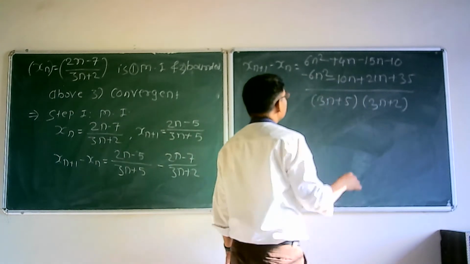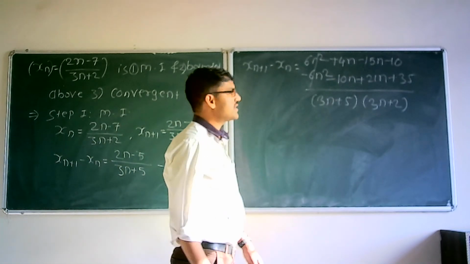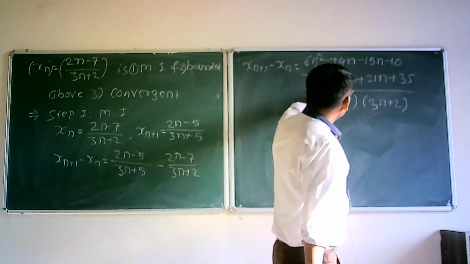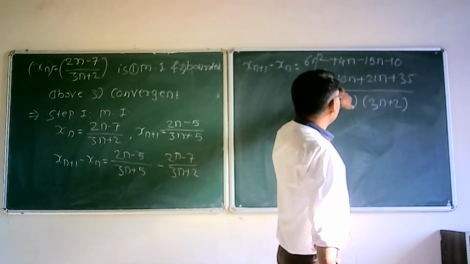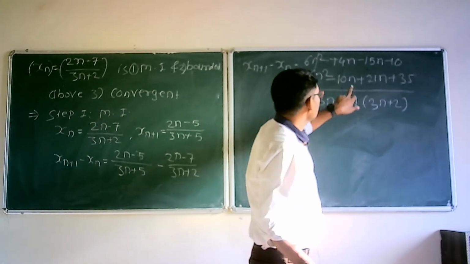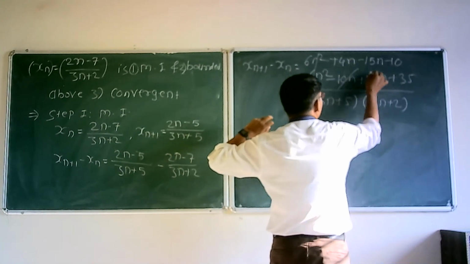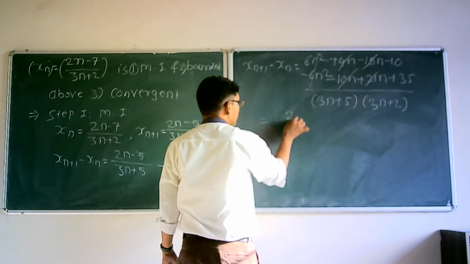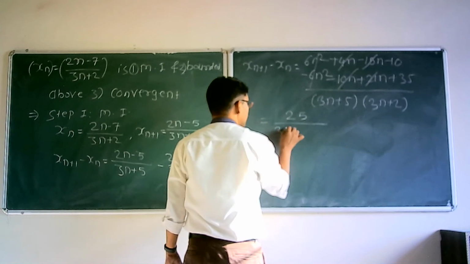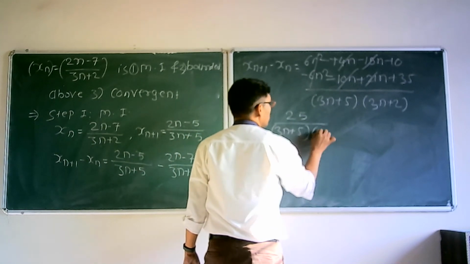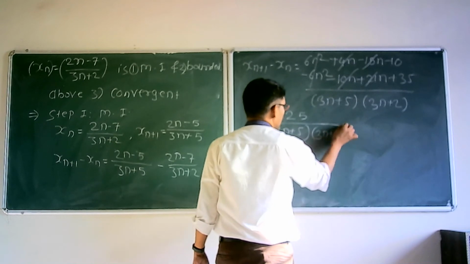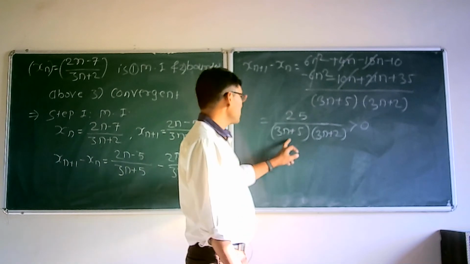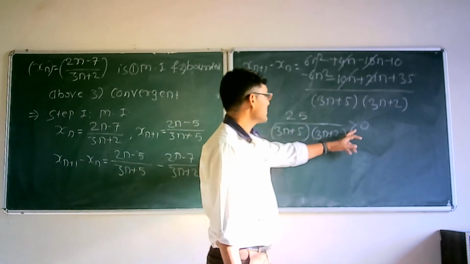If you simplify this, 6n square minus 6n square will get cancelled here. Then minus 15n and minus 10n is equal to minus 25n. So minus 25n and plus 25n will get cancelled here, and 35 minus 10 is 25. So it is 25 divided by thrice n plus 5 into thrice n plus 2. Now if you observe, all these terms are greater than or equal to 0. 25 is greater than 0. They are all positive numbers. This is greater than or equal to 0.